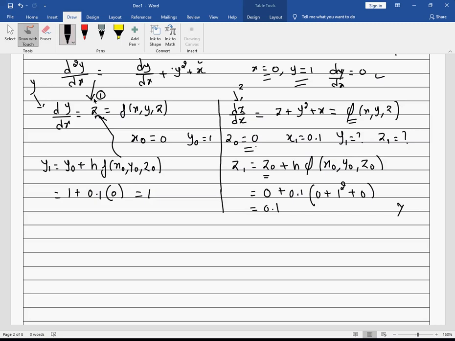I put dy by dx equal to z. So if you have understood this, you can type 1. Arey, there are 71 students. Everyone has to give a response.